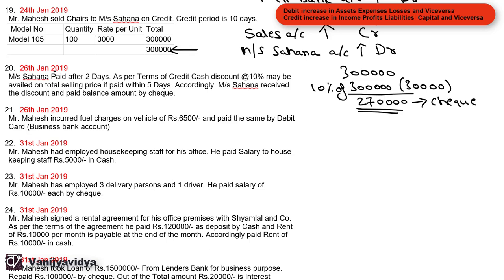So what are the accounts that are affected here? One is we have received a payment from Messrs. Sahana. So Messrs. Sahana is an asset. We have received the payment. So balance in Messrs. Sahana will get reduced. So we have to credit. Credit what? Messrs. Sahana account.